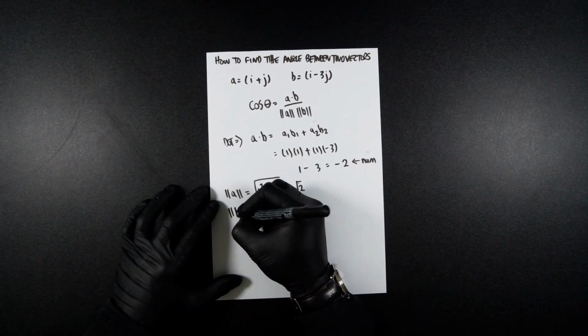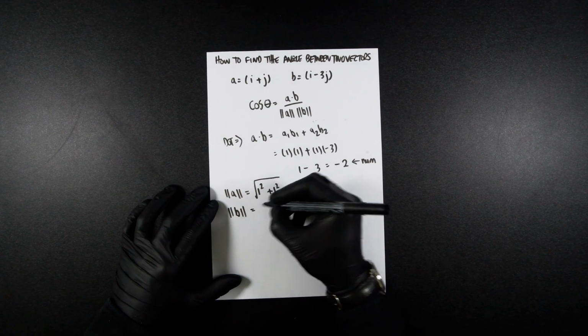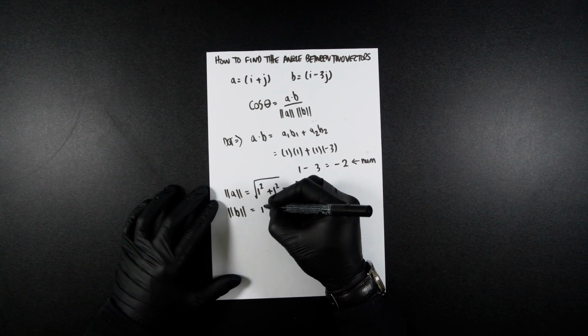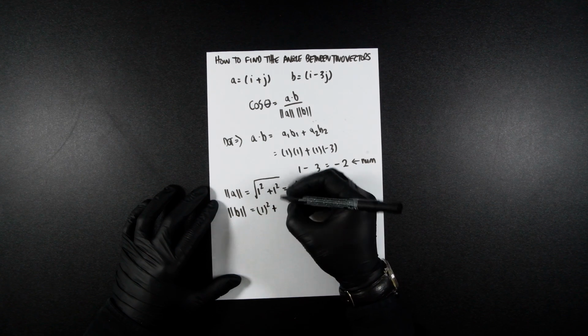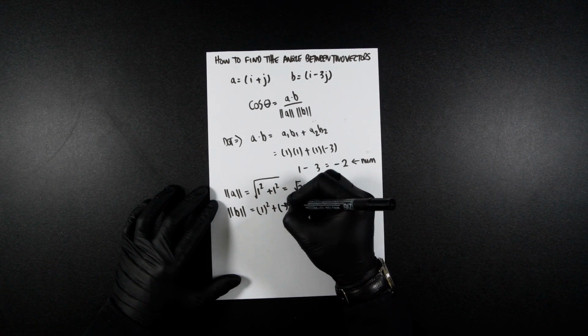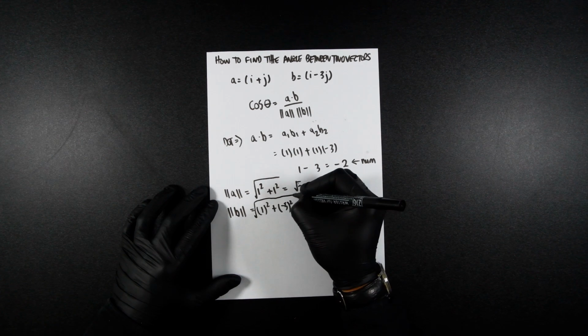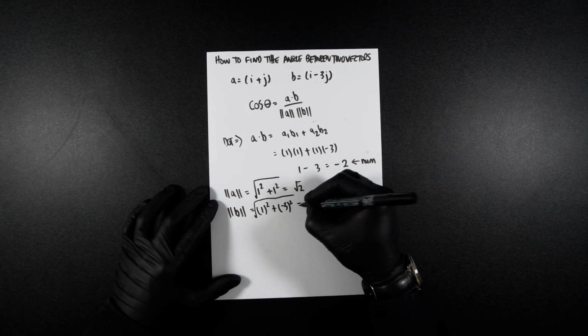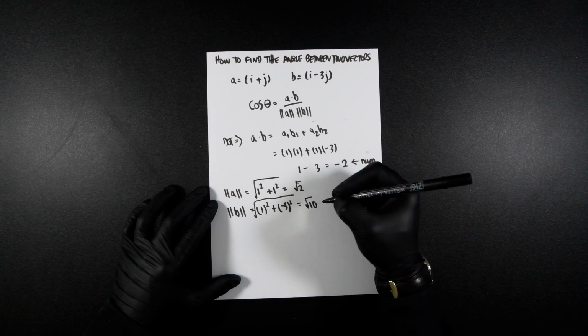Let's now do the magnitude of B. So that's going to be 1 squared plus minus 3 squared. And as you can see, I've carefully used brackets there, which is going to be the square root of 10.